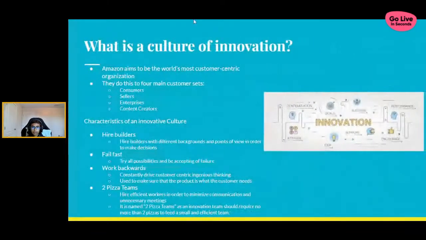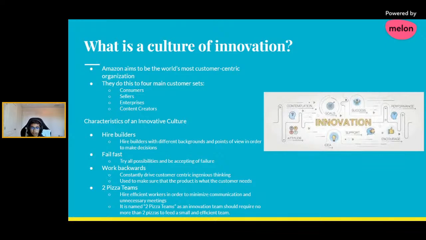So what is a culture of innovation? Amazon aims to be the world's most customer-centric organization, and they do this to 4 main customer sets: consumers, sellers, enterprises, and content creators. So the following are characteristics of an innovative culture, as defined by Amazon: hiring builders, failing fast, working backwards, and 2 pizza teams.